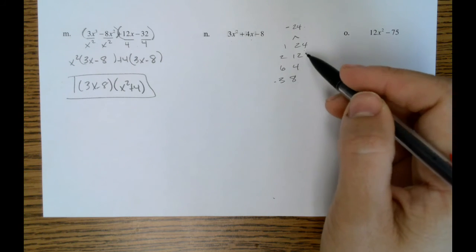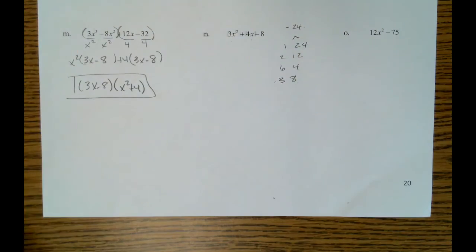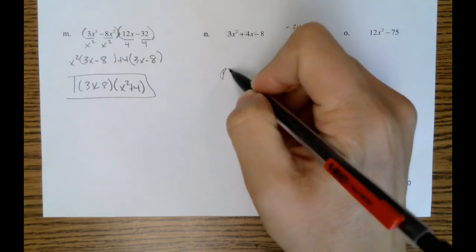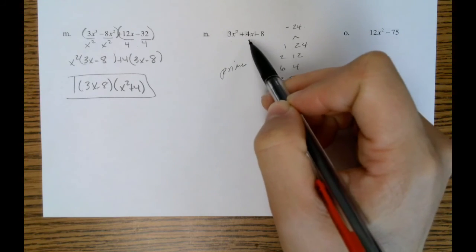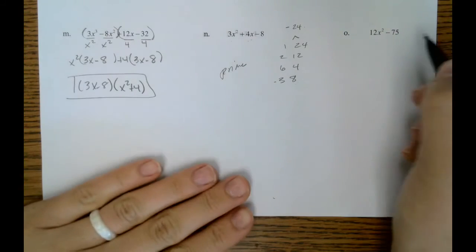Yeah, we can't do this one, so this one will be prime. We can't find anything that multiplies to negative 24 but adds to positive 4.